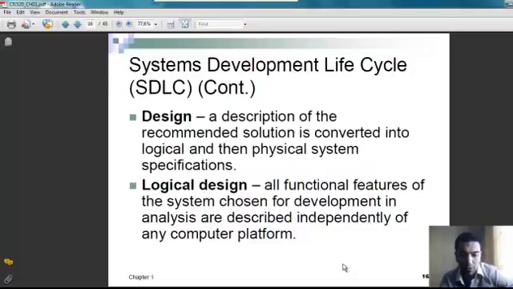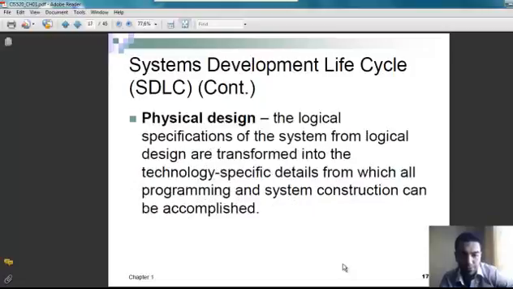Logical design. All functional features of the system chosen for development in analyze are described independently of any computer platform. Physical design. The logical specifications of the system from logical design are transformed into technology-specific details from which all programming and system construction can be accomplished.